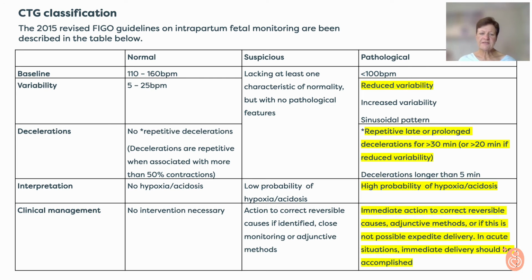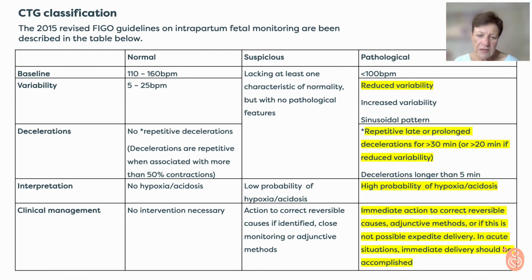If we look at the classification according to the FIGO guidelines between normal, suspicious and pathological, our heart rate is suspicious because our heart rate is not normal. It's not between 110 and 160 beats per minute. It's above 160 beats per minute, so it will fall in the suspicious column. Also, reduced variability makes it pathological like the previous one as well.